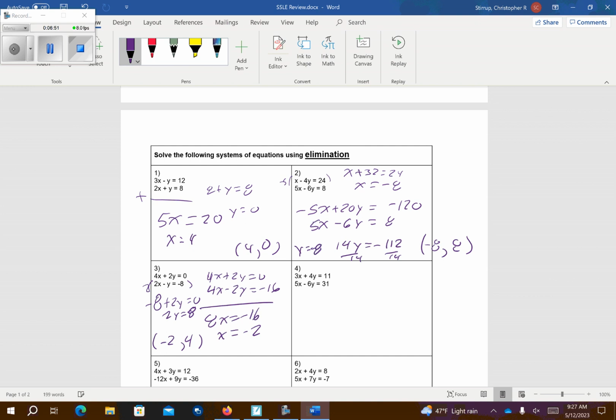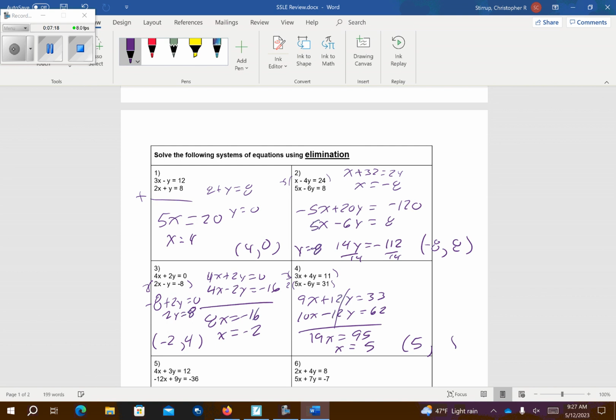For problem number 4, let's get rid of the y's. So I'm going to multiply the whole bottom by 2, the whole top by 3. So that's going to give me 9x plus 12y equals 33. And 10x minus 12y equals 62. The y's cancel out, so I'm going to get 19x equal to 95. If I divide each side by 19, I find that x equals 5.